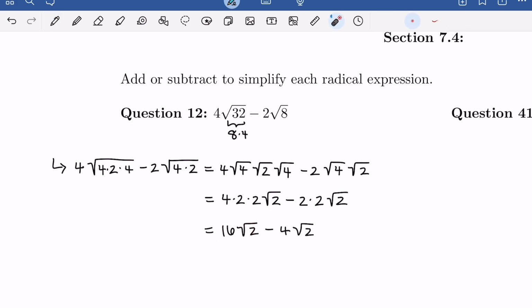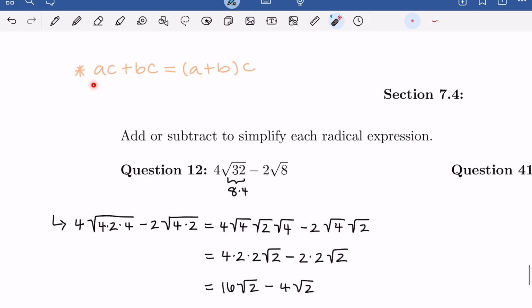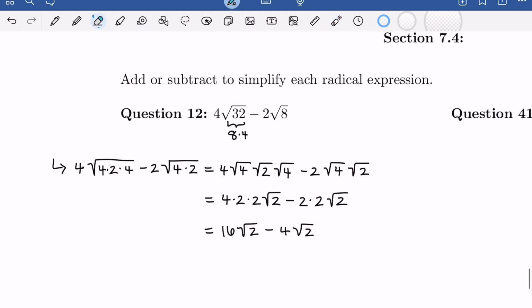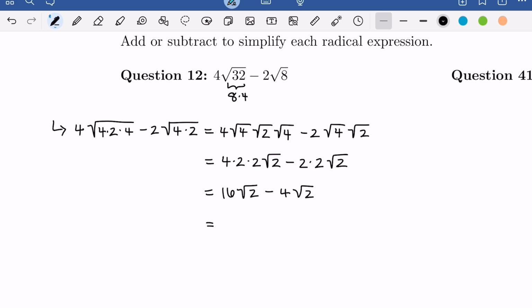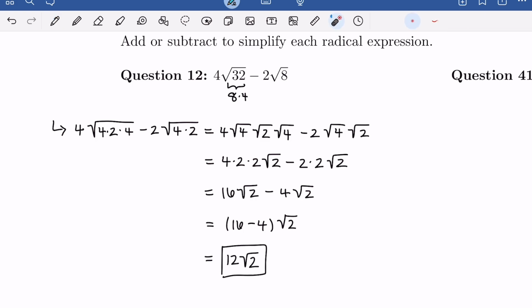Now notice that both of these terms here are being multiplied by root 2, so this tells us we can use our distributive property here. We can pull out this root 2 from both of these terms here. So we're going to have 16 minus 4 times square root of 2, which is going to be the same thing as 12 times the square root of 2. And so we can't simplify that any further. This would be our final answer.